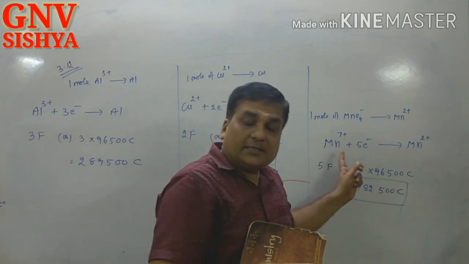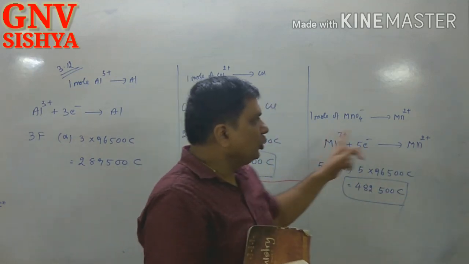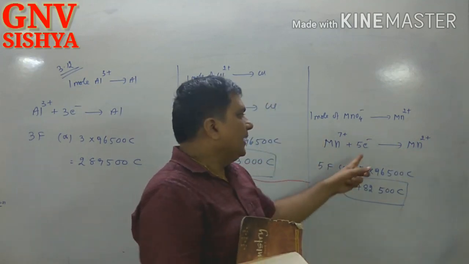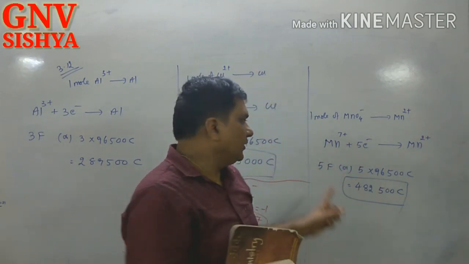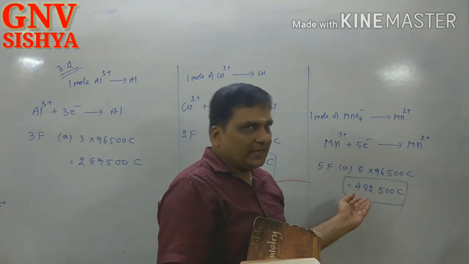The change in oxidation number is 5. Valency is 5, from 7 to 2, that is 5. The number of electrons involved is 5. So the answer is 5 Faraday, that is 5 into 96,500 coulombs. Upon multiplication you get this.